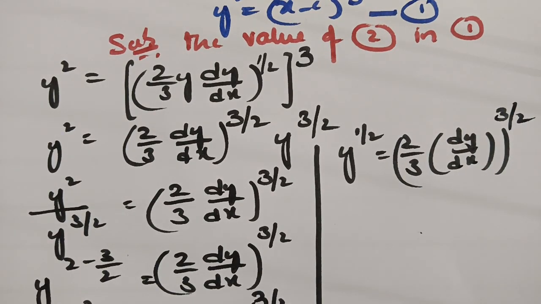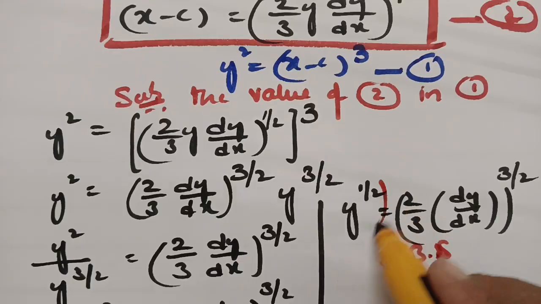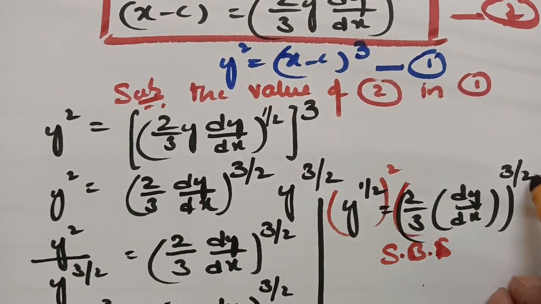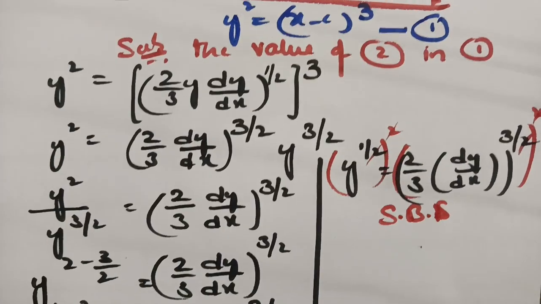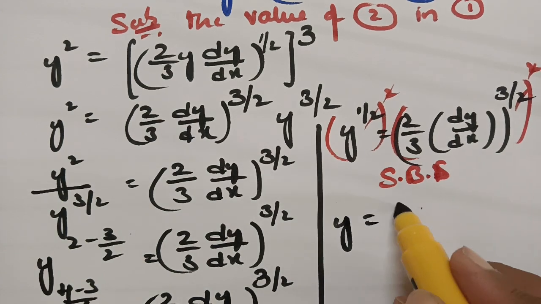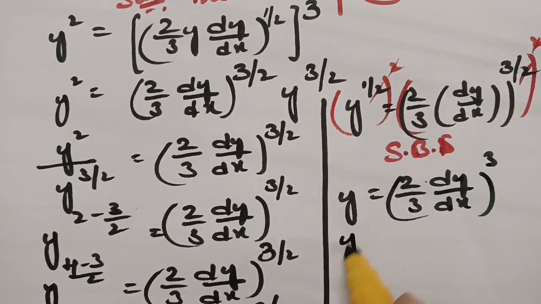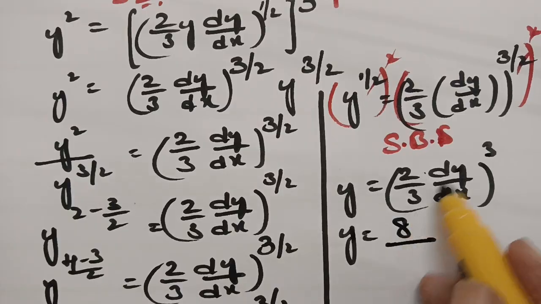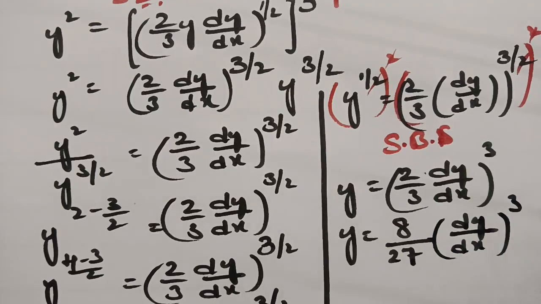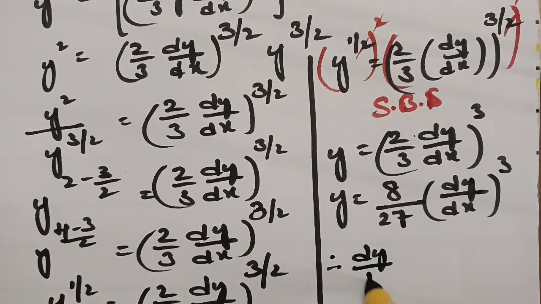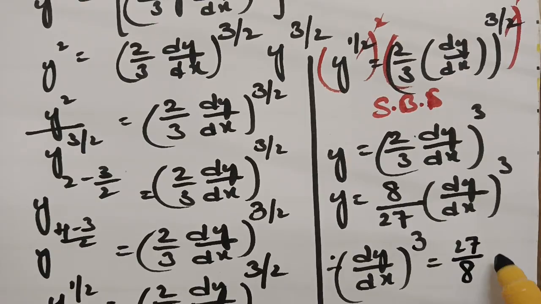Now I have to make squaring on both sides. If I square both sides, here this square and here whole square. So the square and the half get cancelled, and what remains here is y equal to (2/3) into (dy/dx) whole cube left over. So what is 2 cube? 8, and what is 3 cube? 27. So dy/dx whole cube is equal to 27 by 8 into y.